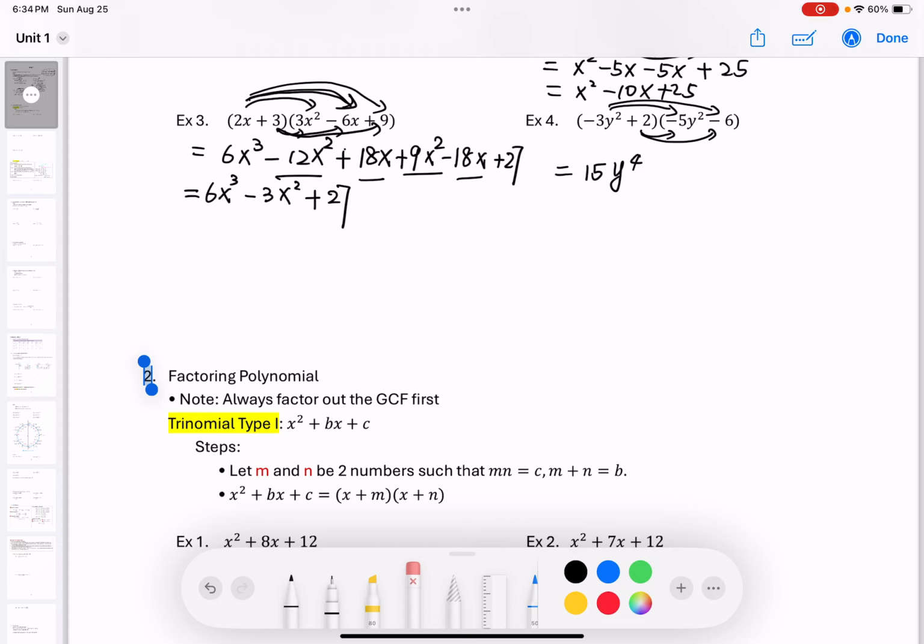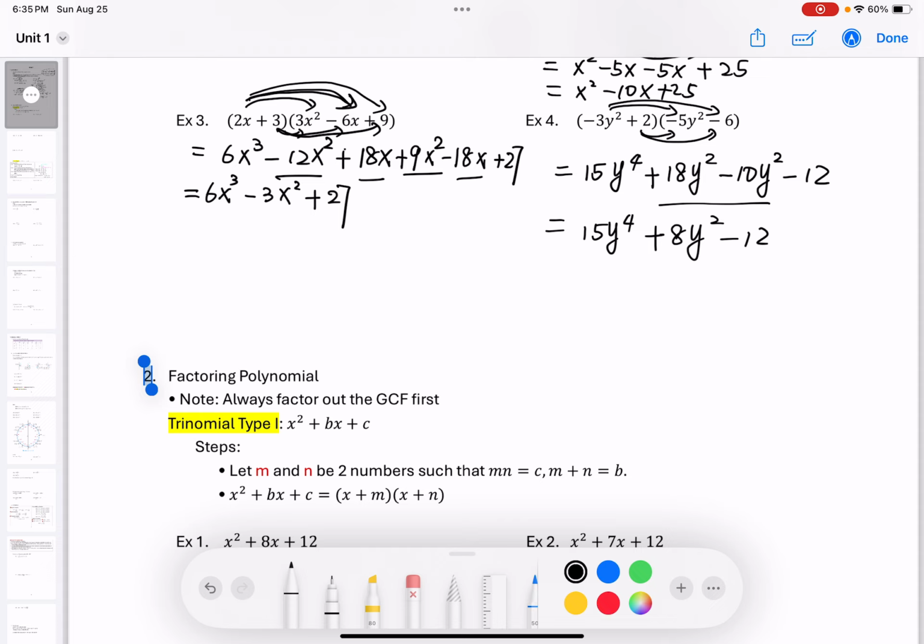Okay, then continue. Negative 3y squared times negative 6 is plus 18y squared. Then distribute the 2 in the second parentheses. So minus 10y squared. Then minus 12. So let's combine like terms. These two are like terms. 15y to the fourth, then plus 8y squared minus 12. So this is the solution.